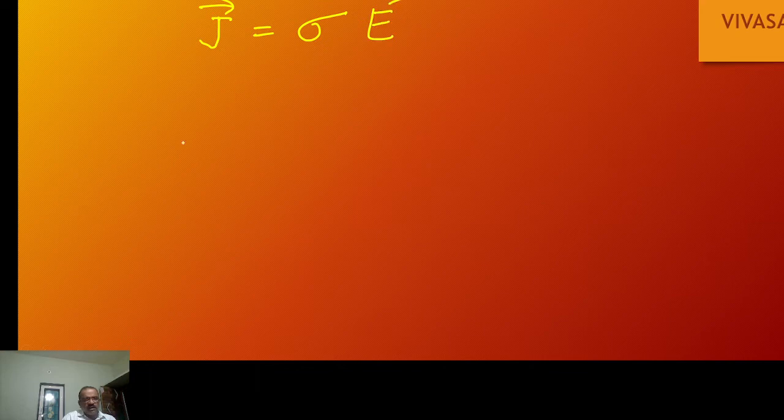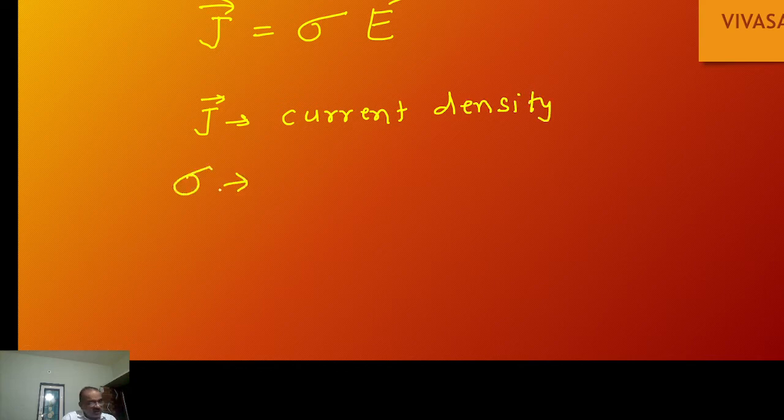Now you can say what the J is. Here J is nothing but a vector, called the current density. This is the symbol for current density. Then you come to this one, sigma, which is the conductivity of the wire.